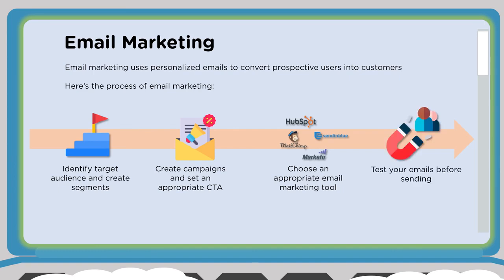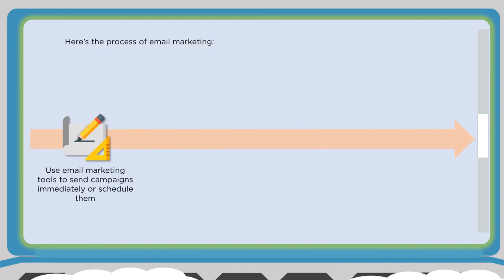So when you choose that email marketing tool, you're going to test your emails before you send them out. And then after testing, you're going to use that email marketing tool to actually send the campaign. You can send the emails immediately or you can schedule them.